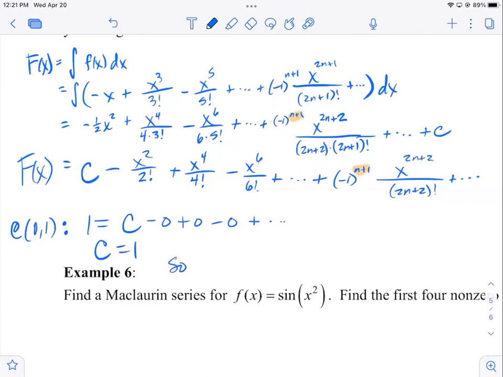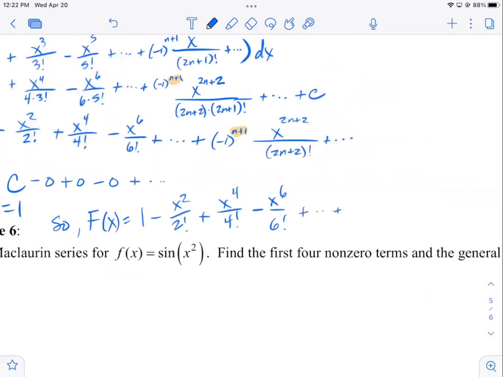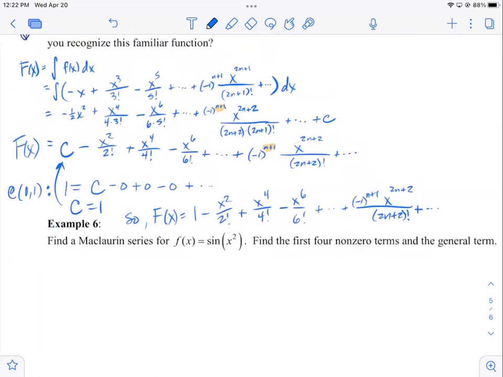So I plug that back into above, and I get the particular solution that big F of x is 1 minus x squared over 2 factorial plus x to the 4th over 4 factorial minus x to the 6th over 6 factorial plus dot dot dot plus negative 1 to the n plus 1, I'll put that in the top, with the x to the 2n plus 2 all over 2n plus 2 factorial plus dot dot dot. Wow, okay.